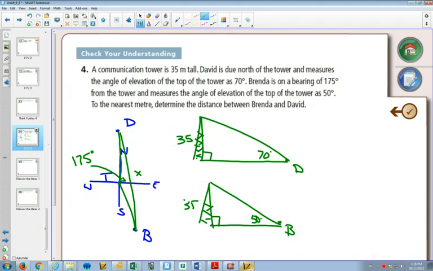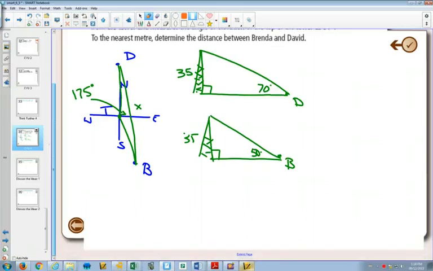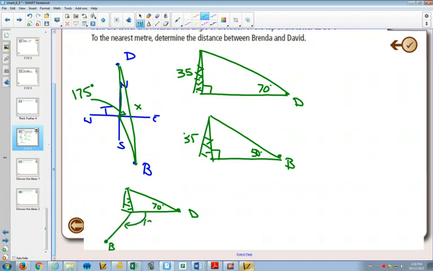If you wanted to put all the situations together in one diagram, you could make a three-dimensional diagram. I'll draw that quickly just so you have a sense for what that looks like. Say we have a tower. We've got David due north of that tower, looking up at an angle of 70 degrees. We've got an angle between David and Brenda of 175 degrees. So this is the distance between David and Brenda that we're supposed to find. And then we've also got a 50-degree angle of elevation for Brenda looking up at the tower.